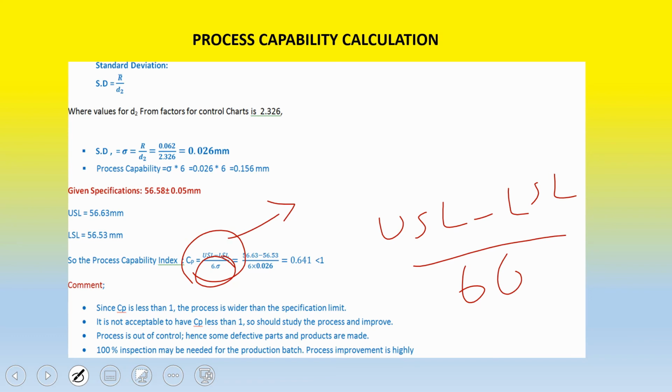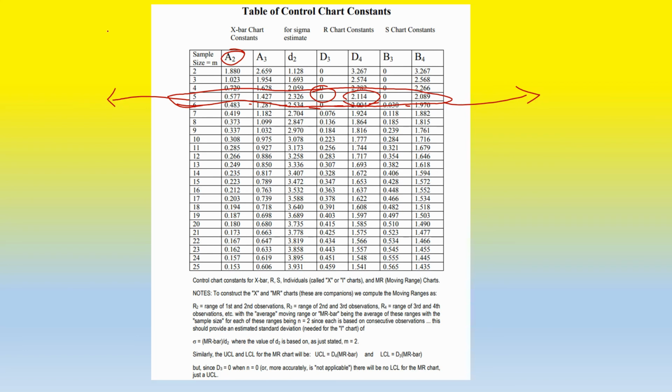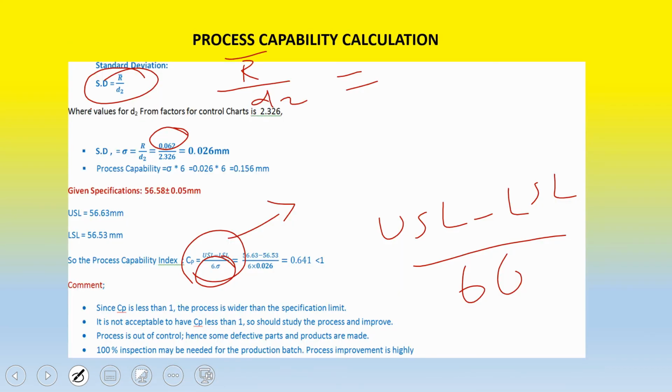Sigma means standard deviation. For the standard deviation there is a formula. R bar we have already calculated. R bar is equal to 0.062. D2 we can take from the table, and we can find it for subgroup size 5. So D2 is coming as 2.326. So we are going to take 2.326 from the table. Then we can find sigma. Then 6 sigma we can calculate by multiplying by 6. Then the upper and lower specification limits we know. Then we can find the process capability index for this problem.